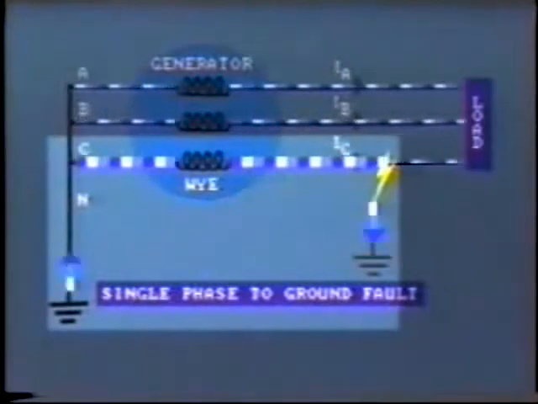95% of faults on the power system are single phase to ground. Here the load will continue to be supplied by all three phases, but there will be a heavy flow of current to ground from the faulted phase. This will circulate back and return up the solidly grounded neutral to the generator.